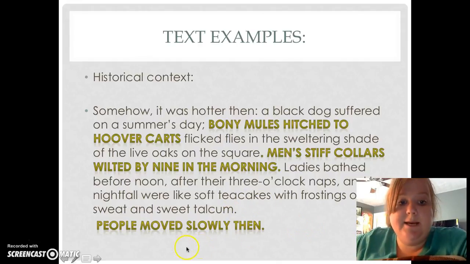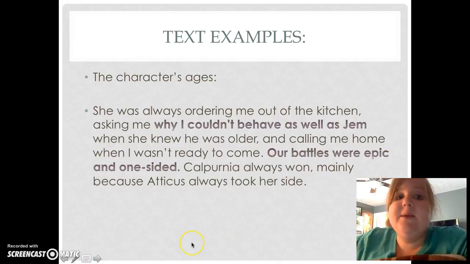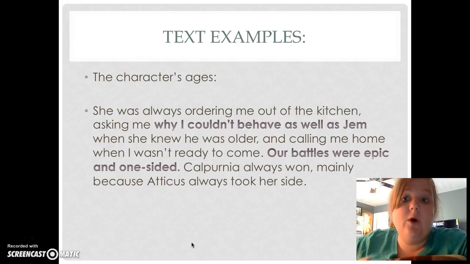The next thing we're going to look at are the characters' ages. We can tell that they're children by specific things. Remember to show always the evidence from the text.